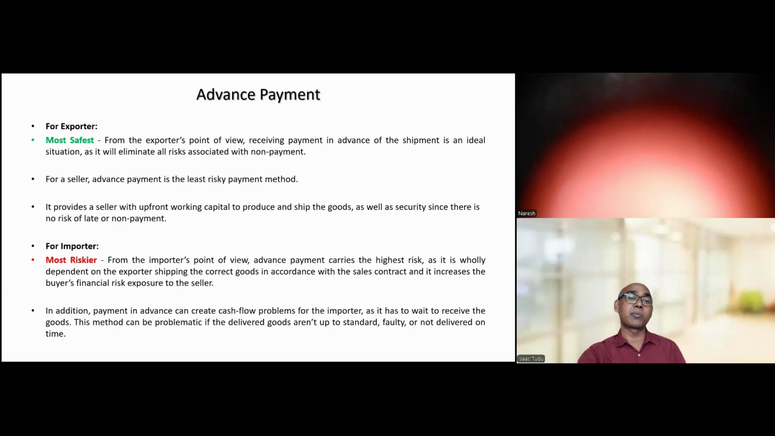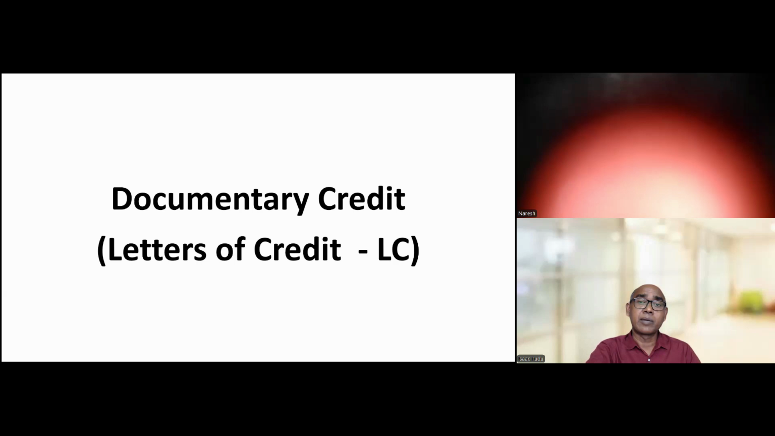This method can be problematic if the delivered goods are not up to standard or faulty or not delivered on time, or maybe in the worst case scenario, no shipment is done by the seller even after receipt of advance payment. Okay, so pros and cons both we have discussed about advance payment. Now, as an exporter, what if we are not able to get advance payment? What should we do? Definitely, we can go for documentary credit.